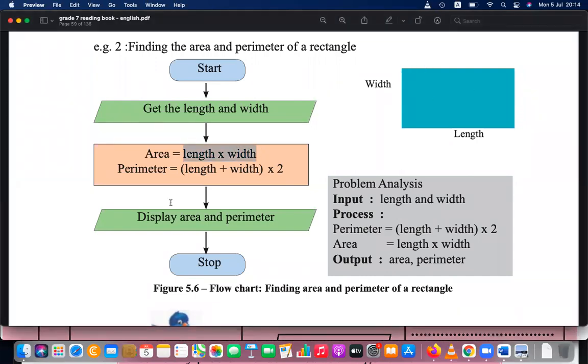Multiply the width and height and you can get the area. Get is the input, display is the output. Get the length and width and multiply and find the perimeter. That is the process. So area and the perimeter. Area is length into width, and perimeter is length plus width multiplied by 2. So these are processes, then produce the output.